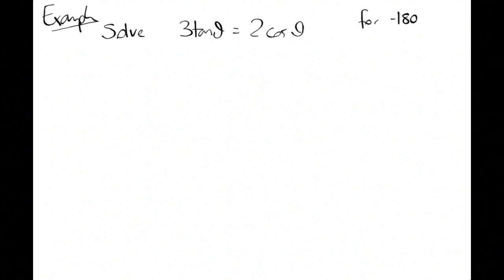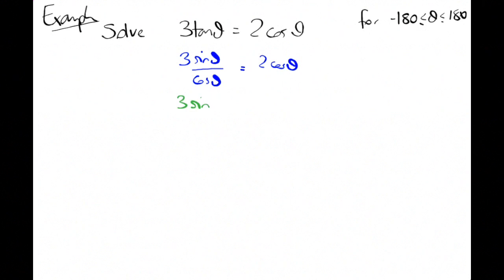A little bit more involved example. Solve 3 tan theta equals 2 cos theta between the range minus 180 and 180. Looking at that, there's not much that jumps out, so we do what we can. We can change tan theta into sine theta over cos theta. So that gives me 3 sine theta over cos theta equals 2 cos theta. Multiply through by that cos theta, that gives me 3 sine theta equals 2 cos squared theta.